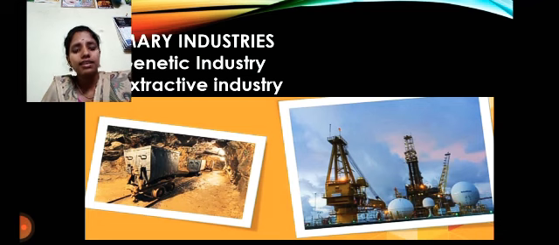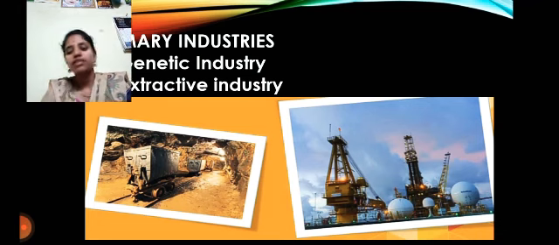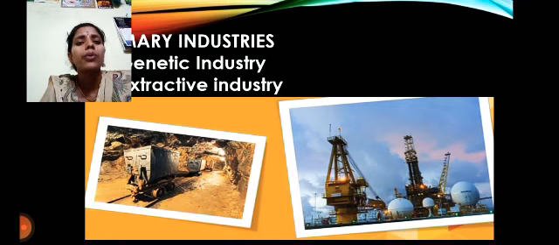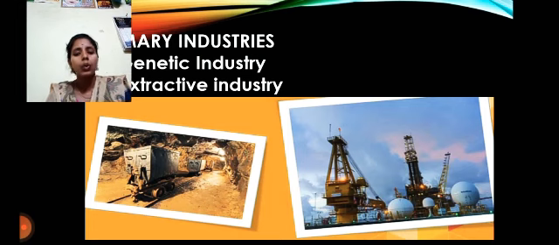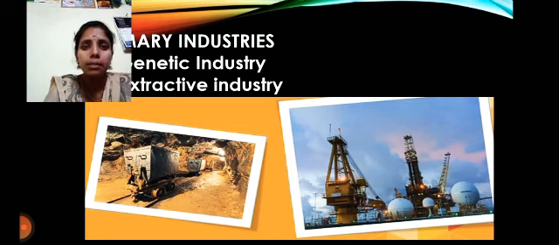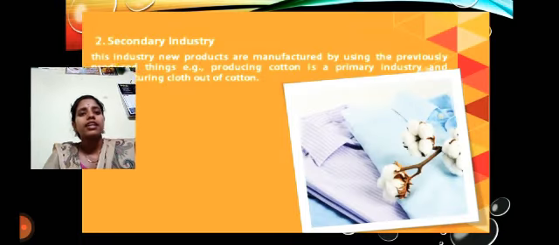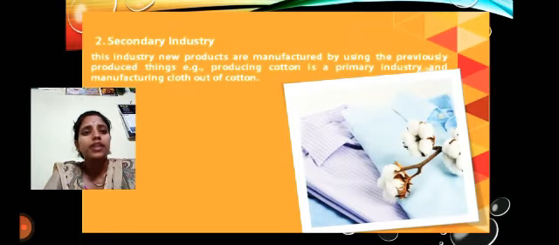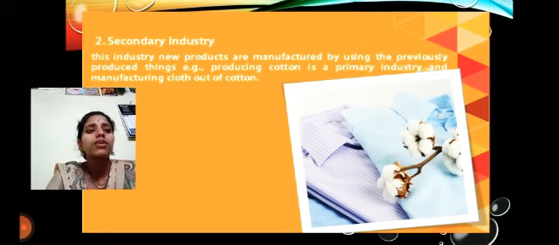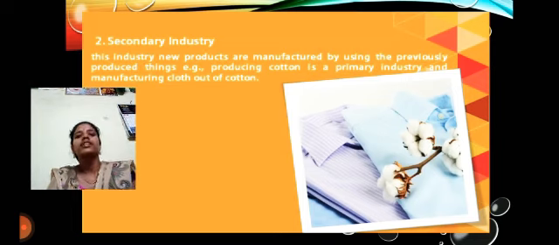And extractive industry. Extractive industry is concerned with extraction or drawing out goods from the soil, air, water. For example, mining industry, coal, minerals, oil industry, iron ore, extraction of timber and rubber from forest. And the next one, secondary industry. In this industry, new products are manufactured by using previously produced things. For example, producing cotton is a primary industry and manufacturing cloth out of cotton.